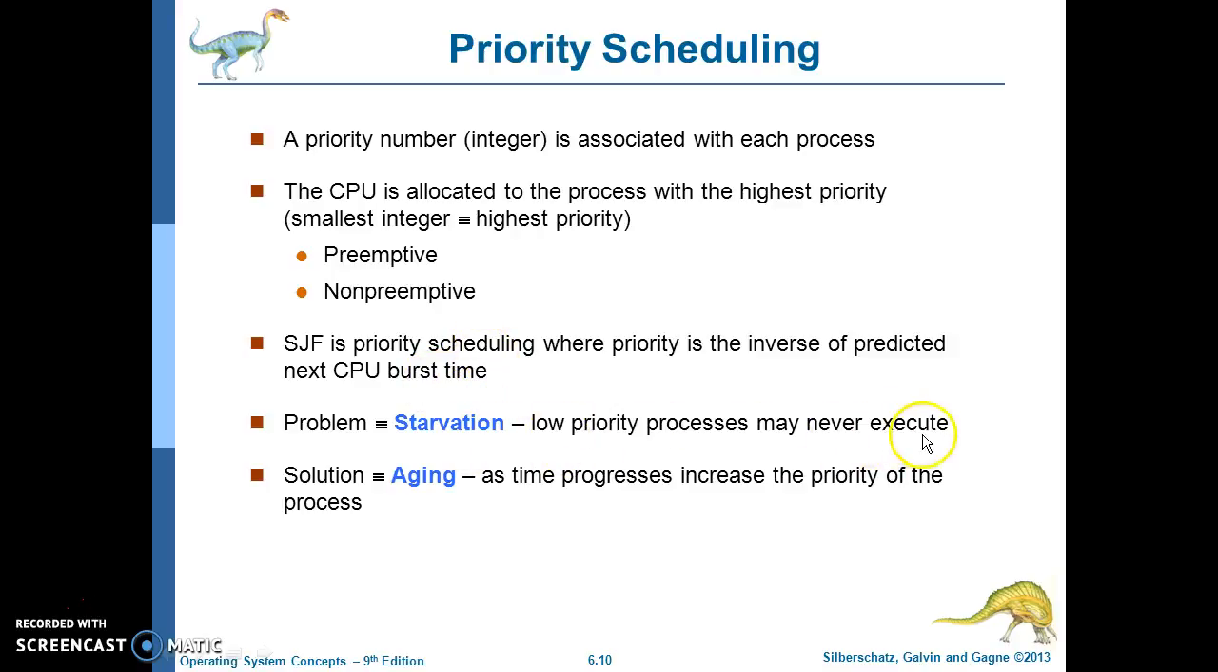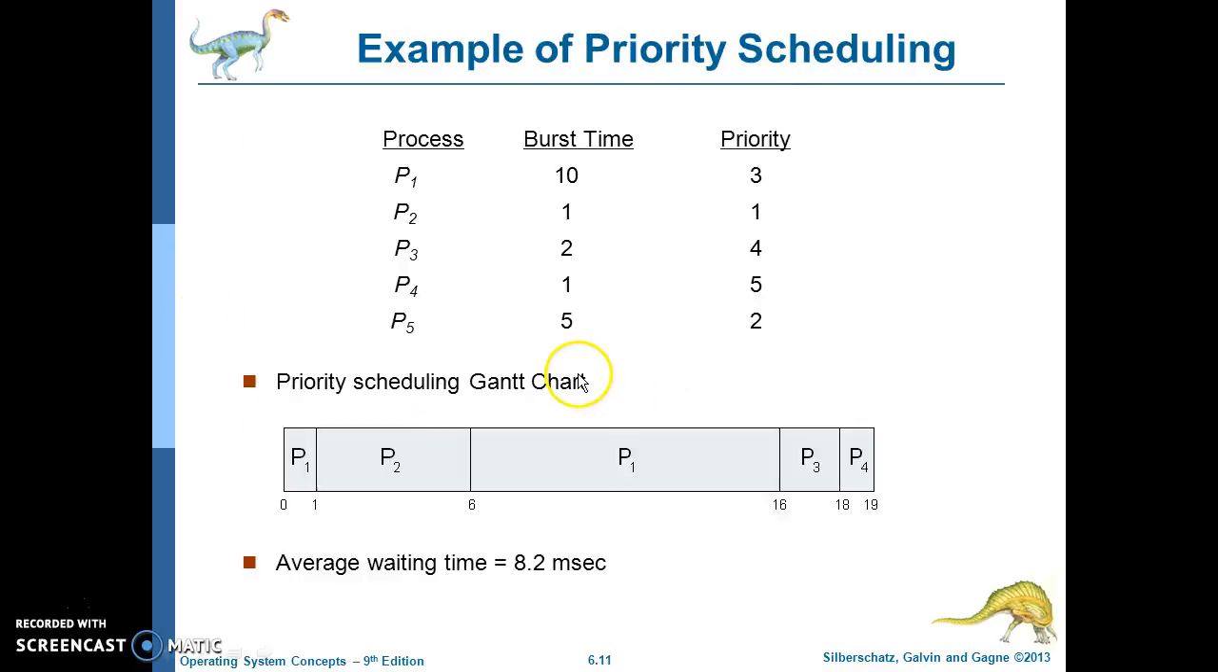Starvation: a low priority process will never execute. This is one of the problems of priority scheduling. If a process has the lowest priority, it may not get a chance to be allocated to the CPU. One solution is to increase the priority of the process as time progresses. This is called aging. With the aging technique, the priority of the process is increased.